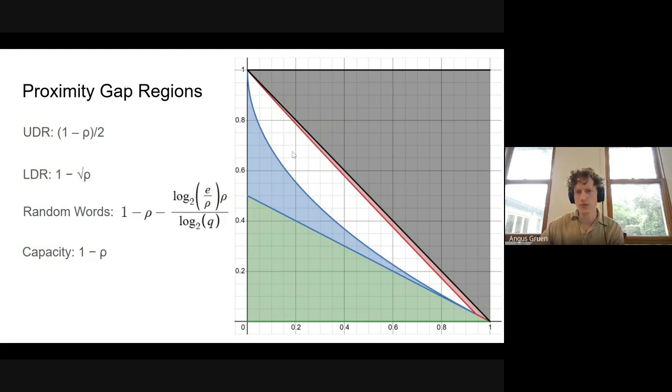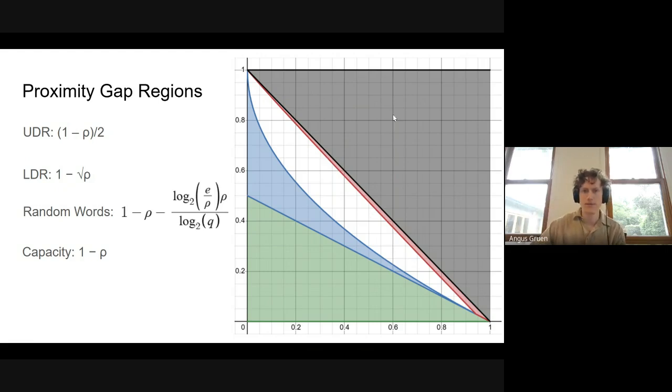And so what does this show? Here we're basically plotting rho against eta. Our green region is unique decoding where things work well, and our blue region is this 1 minus root rho. So this is where we have proximity gaps proofs, and we know that we have proximity gaps for Reed-Solomon codes. The black region is capacity where everything's doomed, and so this white region is the remainder of what the conjecture is actually asking about.